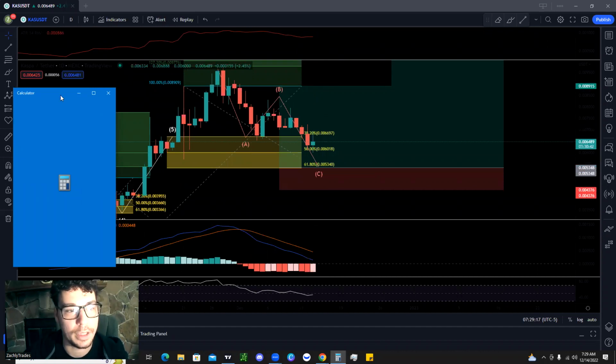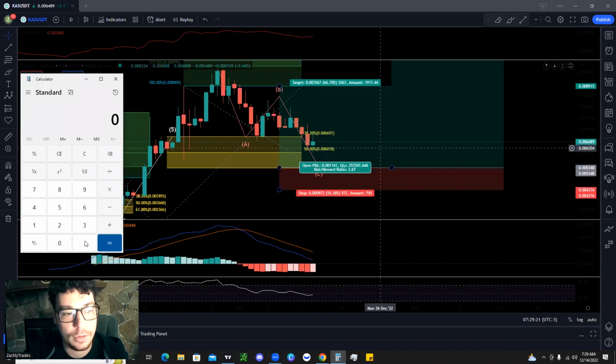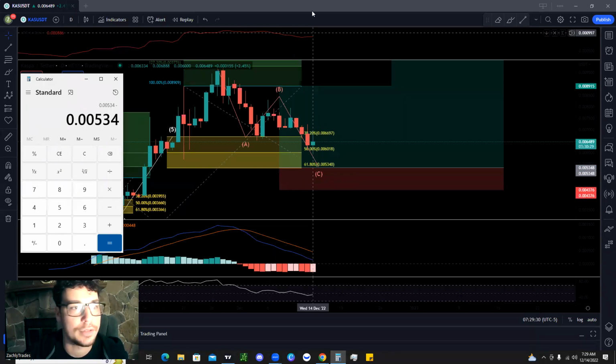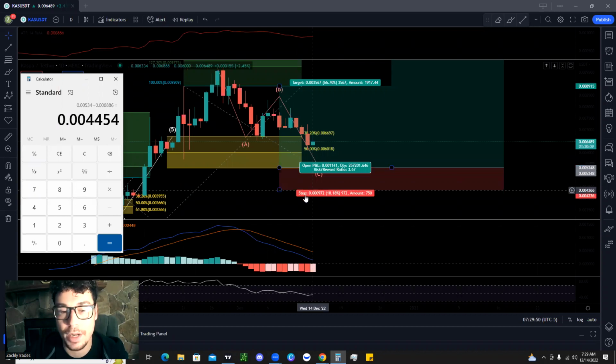So let me pull up this calculator real quick. And so we'll take our 61.8% level. That's going to be 0.005340 minus our average true range, which again is right up here on the screen. You can see it gives us the number 0.000886. So we're going to subtract that now. 0.000886. Okay, and then that equals 0.00454. And then we set our stop loss right around that area.